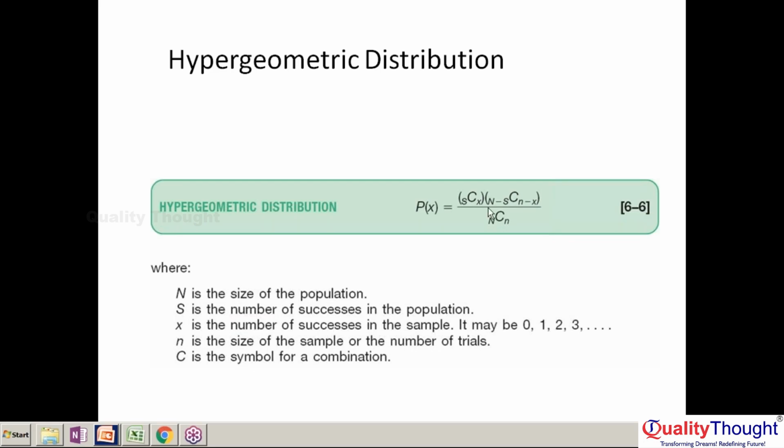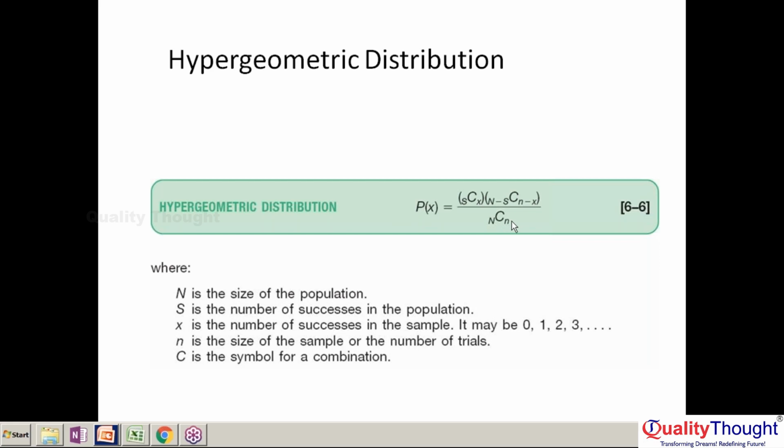SCx times N-SCn-x over NCn, different combinations, right? Take a look at this one. Capital N is the size of the population. You will have only 3 variables here. Why am I saying 3 variables? Because a couple of variables are repeated here. Capital N is size of the population, small n is size of the sample. Capital S is number of successes in the population, small x is number of successes in the sample, and C is, we know, the combination symbol.